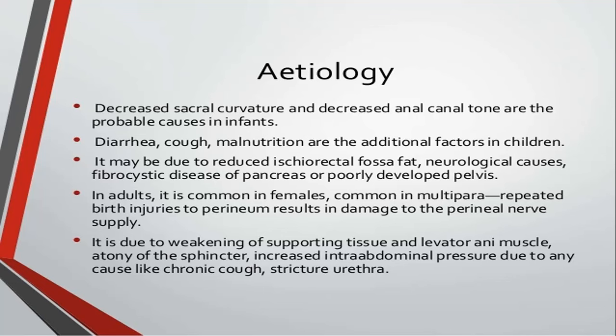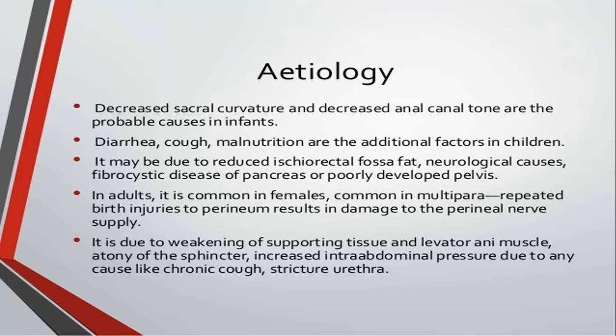This is in infants. The second etiology is diarrhea, cough, and malnutrition. These are basically dietary or additional factors in children. Patients who have diarrhea have increased mobility of the rectum, so it can cause the prolapse. Cough is a reason because of abdominal pressure. A child who coughs creates a positive abdominal pressure; the more pressure, the more chance of suffering from the prolapse.